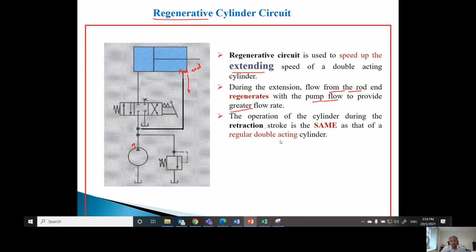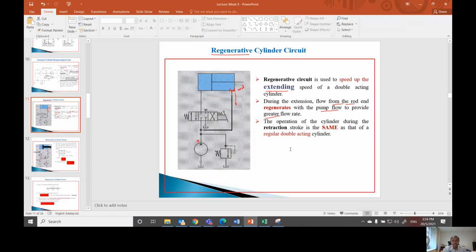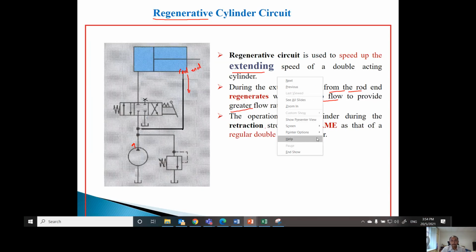Okay, so you can see the retraction is the same, but only the speed during extension is increased. During the retraction it is the same as the regular double acting cylinder.